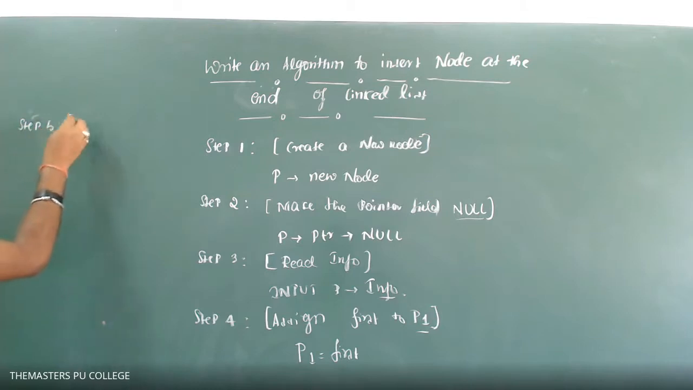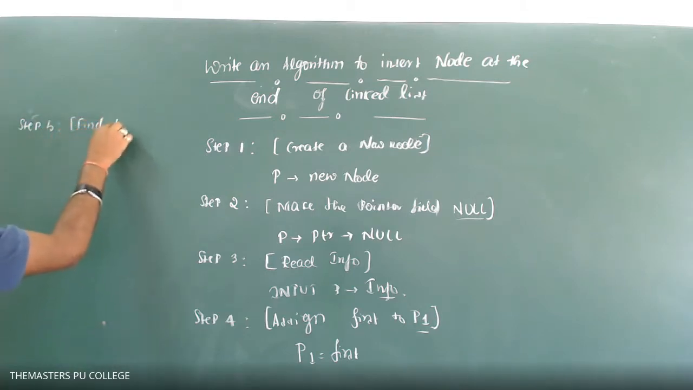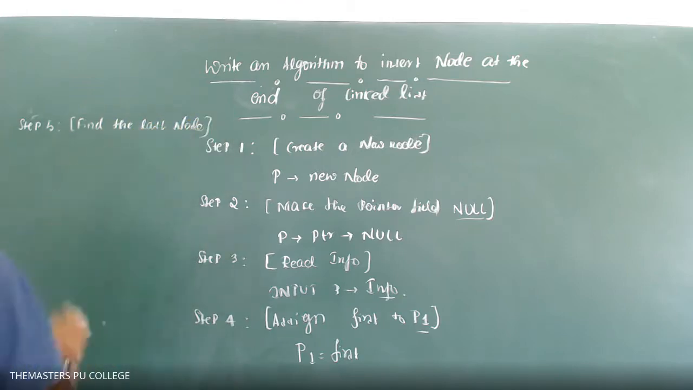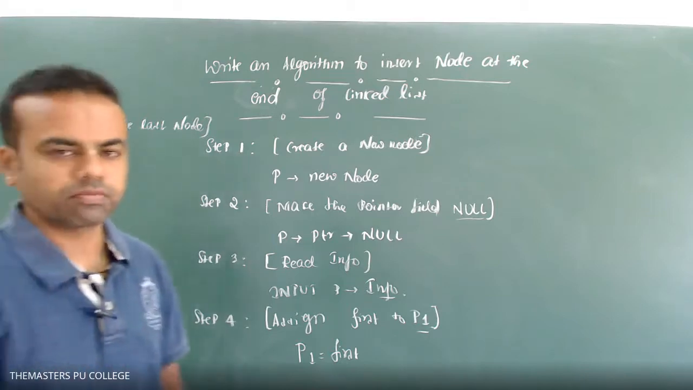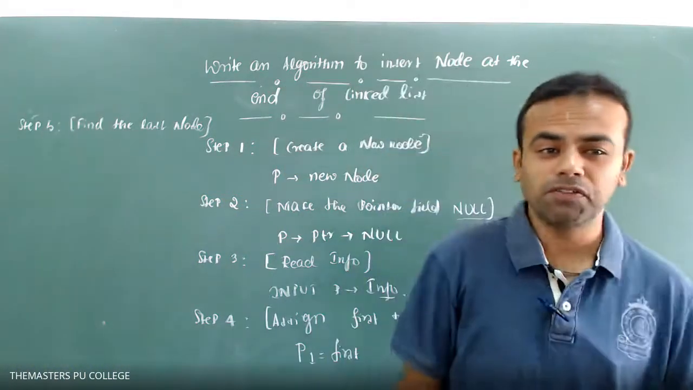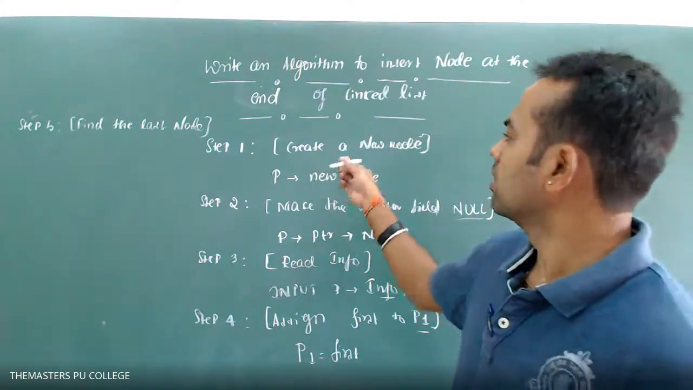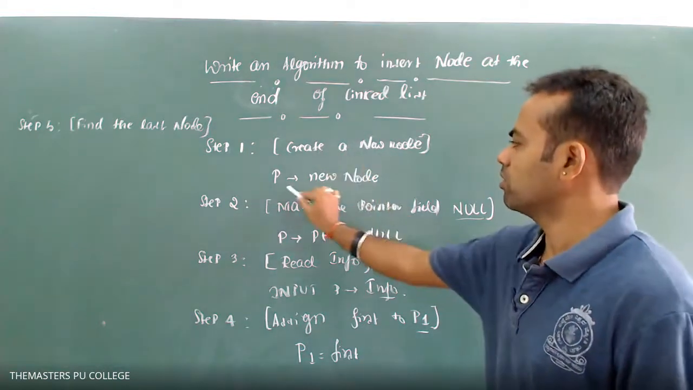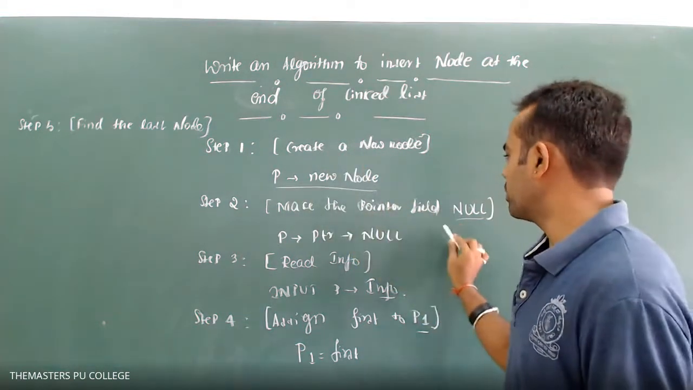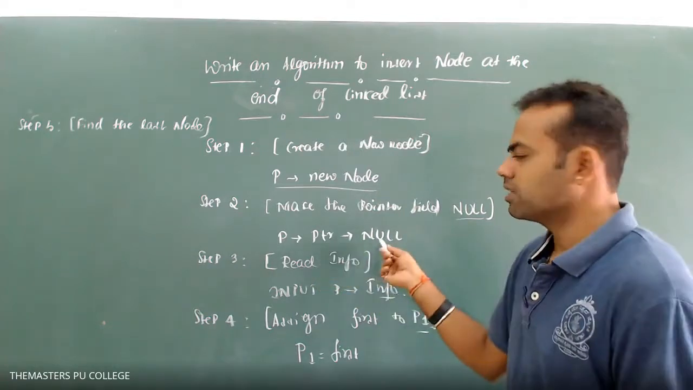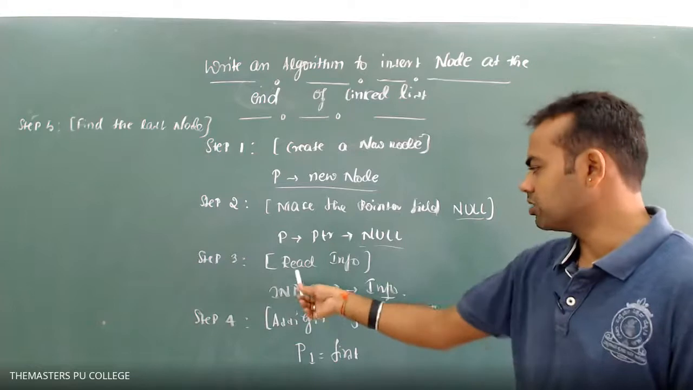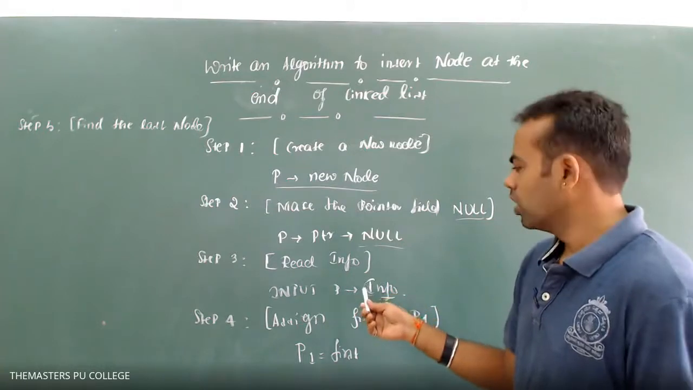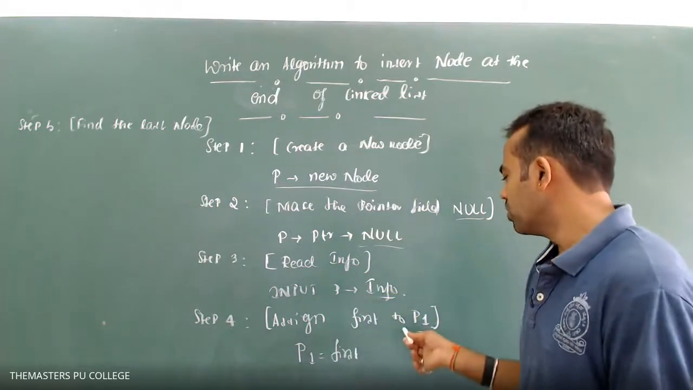Step number 5. Find the last node. How will you identify the last node? This is the same as inserting the new node at the beginning. Create a new node P. Make the pointer field null, P of PTR is equal to null. Then read the information. The first part of the node should read the information and store it.